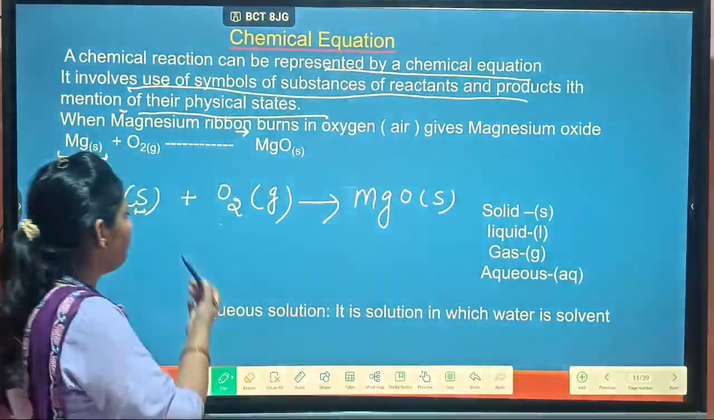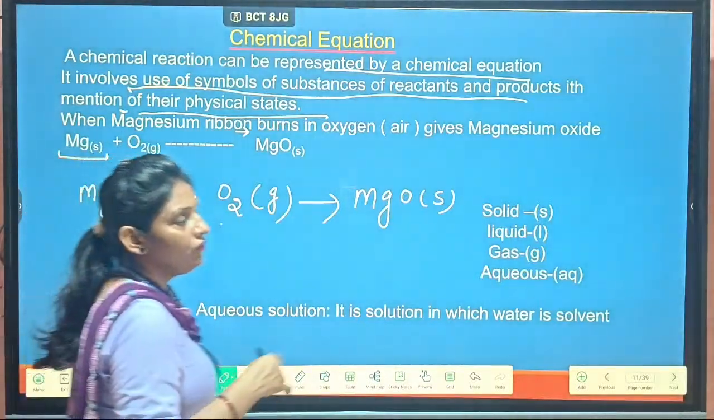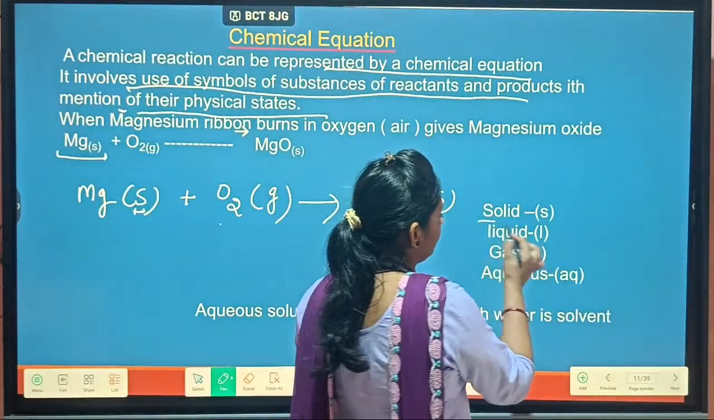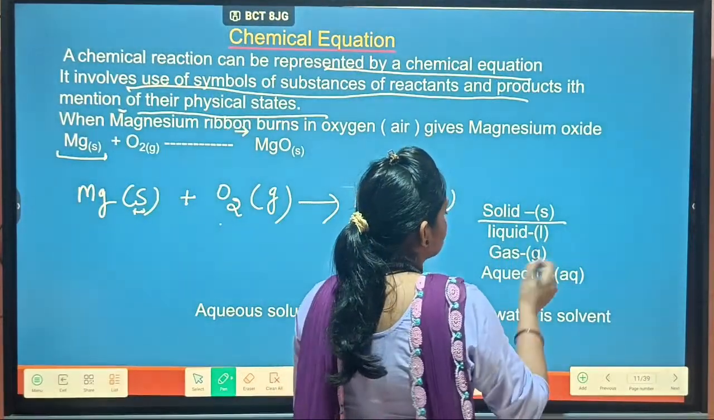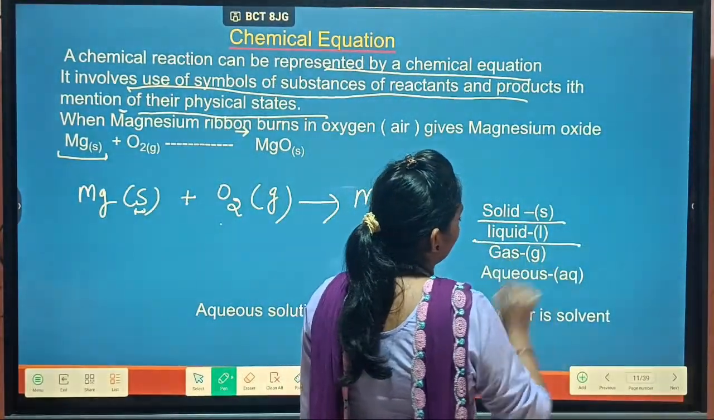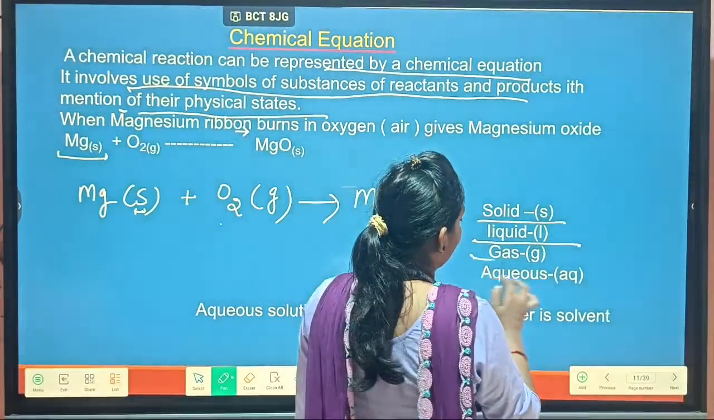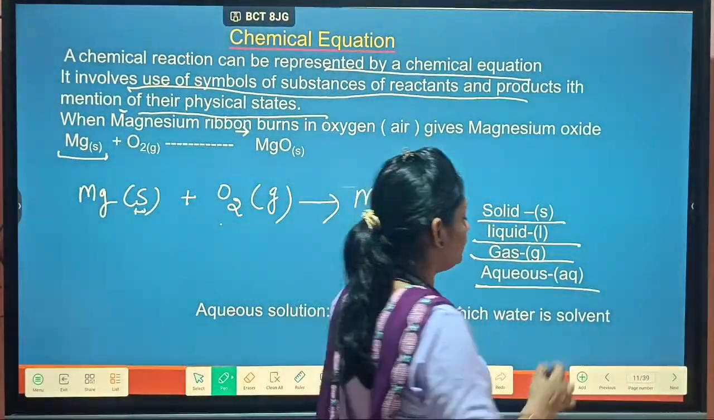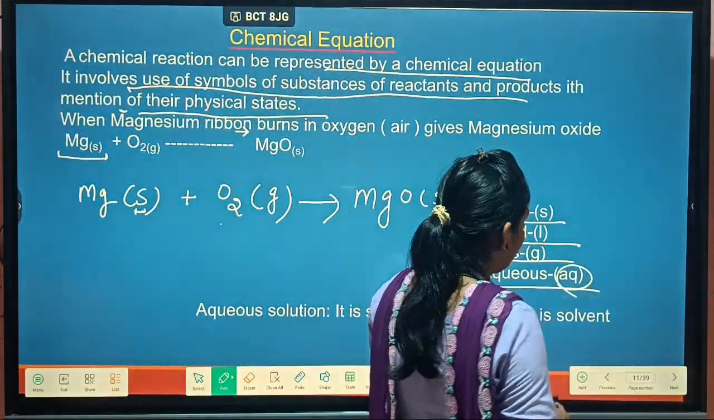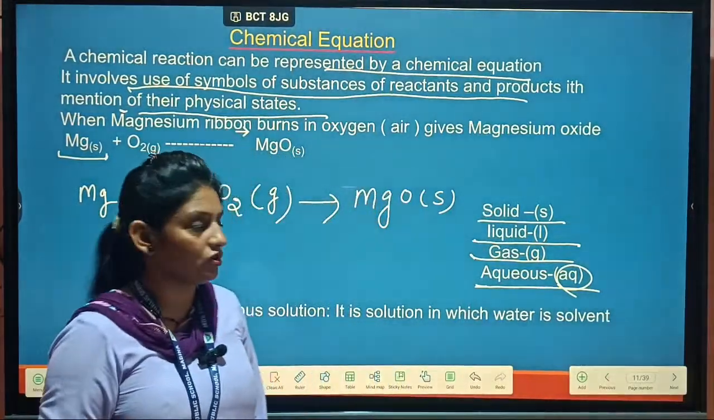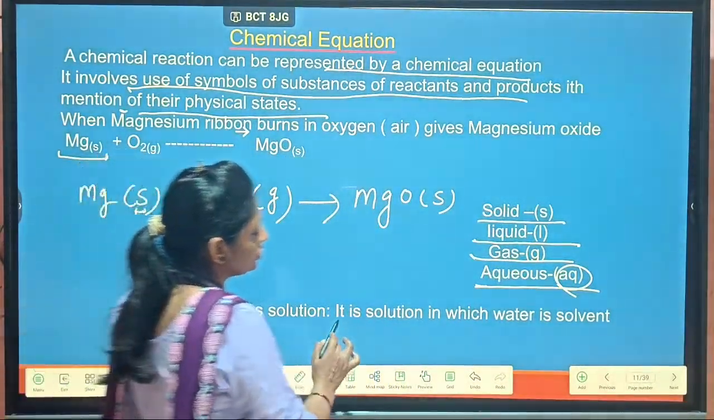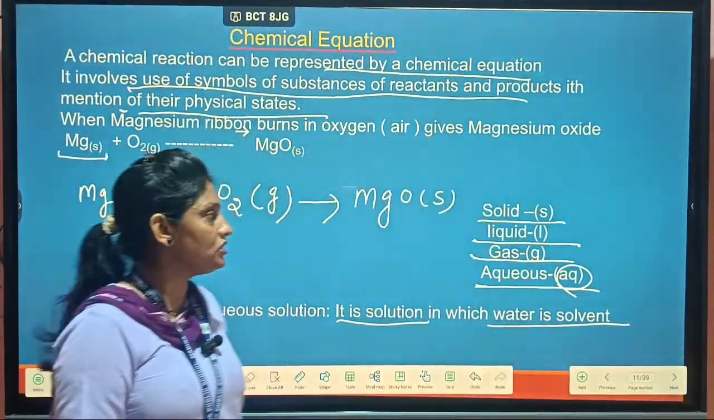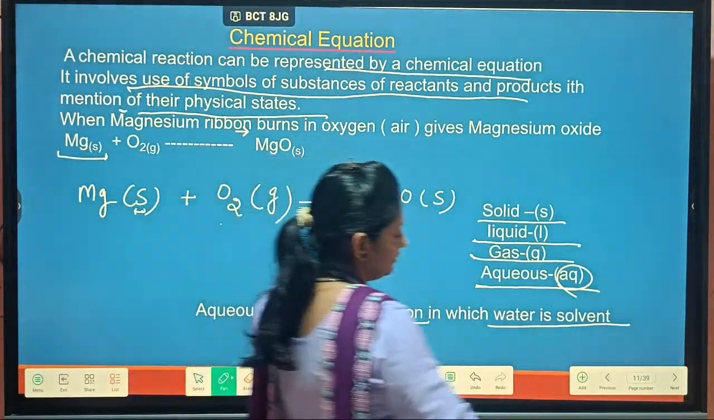And students, we can mention physical states also. For mentioning the physical states of matter, for solid we write small s, for liquid small l, for gas small g, and for aqueous we write aq. Aqueous means solution in water. An aqueous solution is a solution in which water is the solvent.